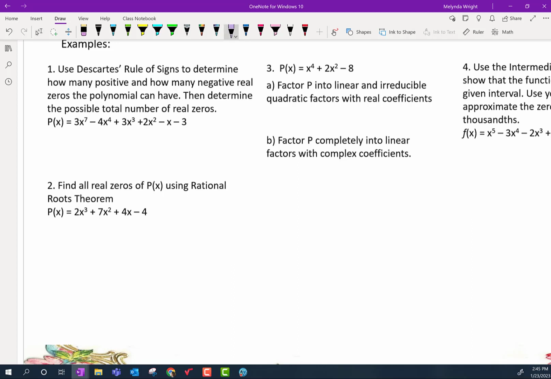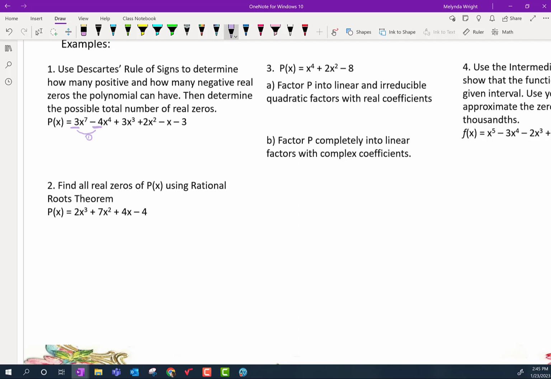So what do I do? I'm looking for sign changes. I look at p of x. I look at this number and this number. I'm looking for a sign change. I went from a positive 3 to a negative 4. So this is one sign change. I'm going to put a 1 there. Okay, great. There's one sign change.